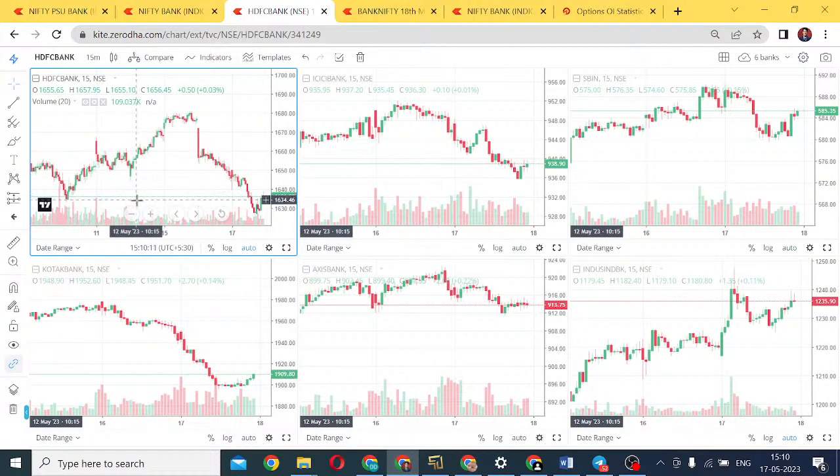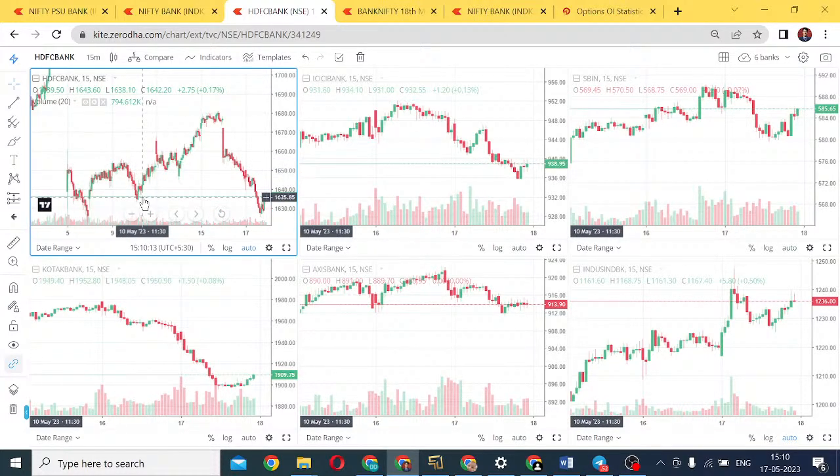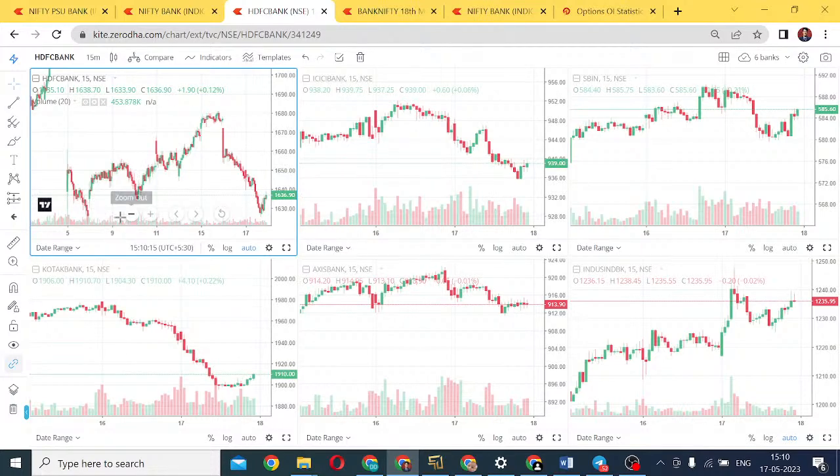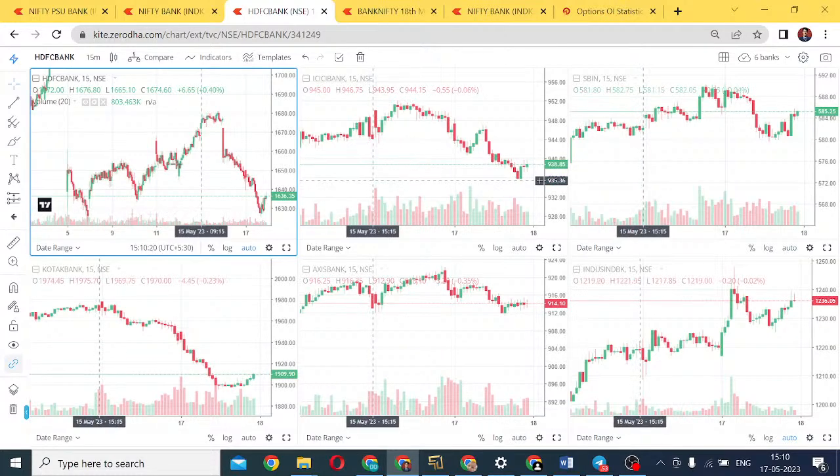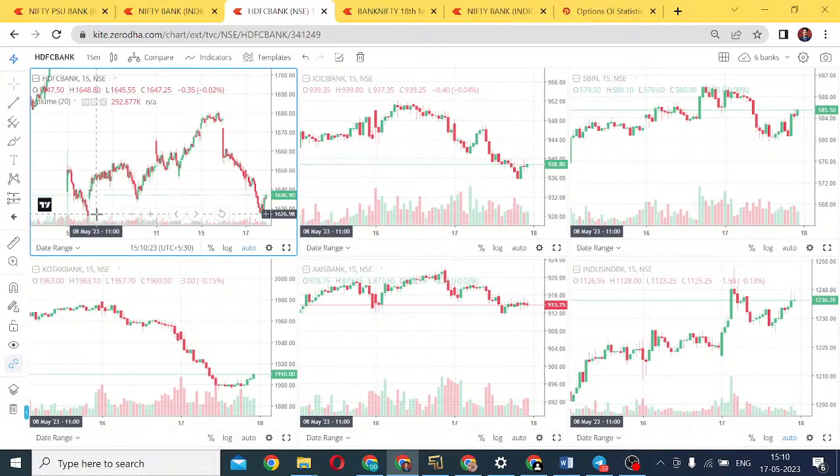So when we are seeing components, this support has been breached. Next support is logically here. Your Bank Nifty spot is telling you a story. HDFC chart is telling you a story. Now I am waiting for this breakdown, which is also at a psychological level.